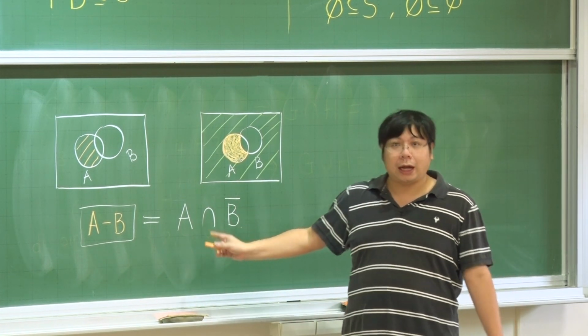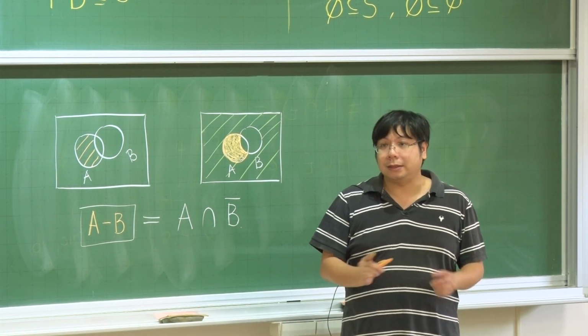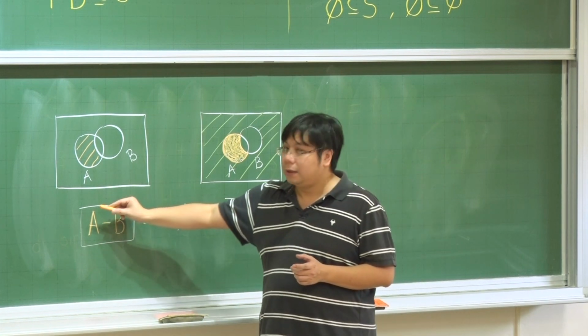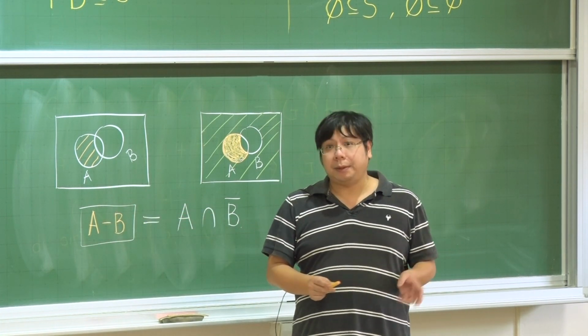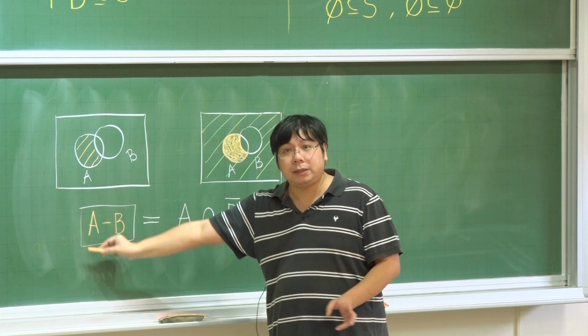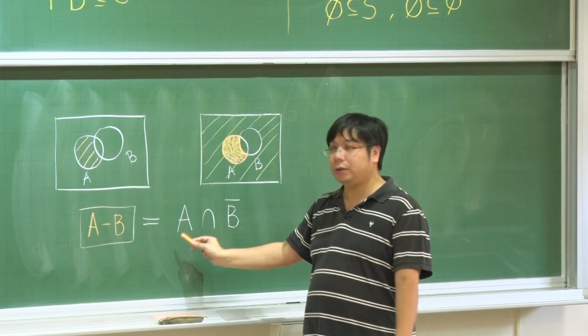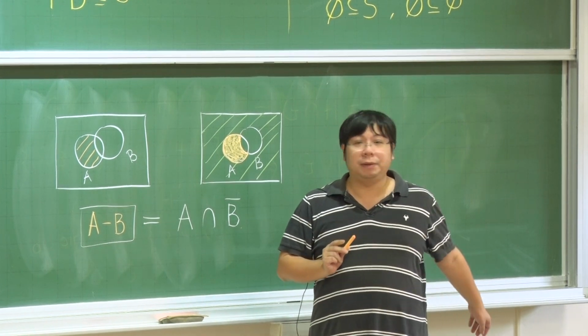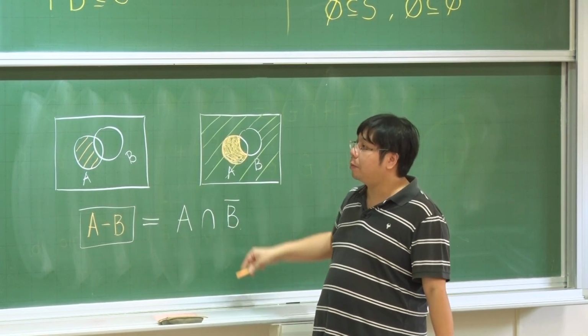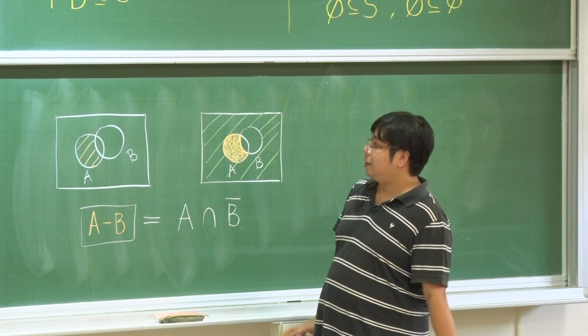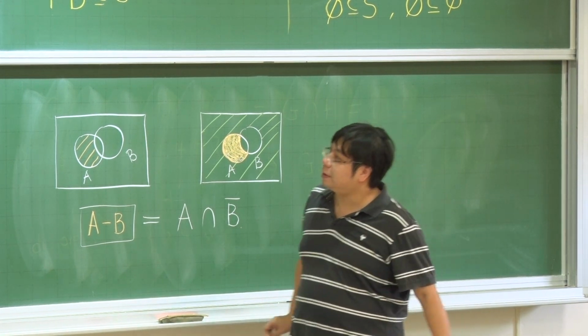And this is the so-called identities. So we are showing that there are two ways to express the same thing. No matter what A and B you talk about, this is always equal to A intersect the complement of B. We will talk more about identities later. So this is difference.